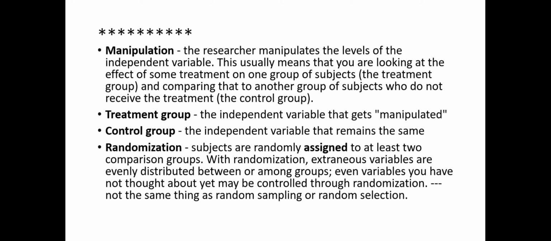Now, manipulation: the researcher manipulates the levels of the independent variable. This usually means that you are looking at the effect of some treatment on one group of subjects. So this group of subjects is called the treatment group. That's the first group. And then compare them to another group of subjects that did not receive any treatment. We call that group the control group, or sometimes the placebo group, the group that was controlled so that they will not receive any treatment at all.